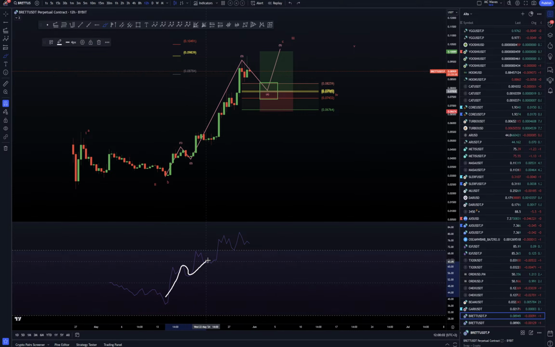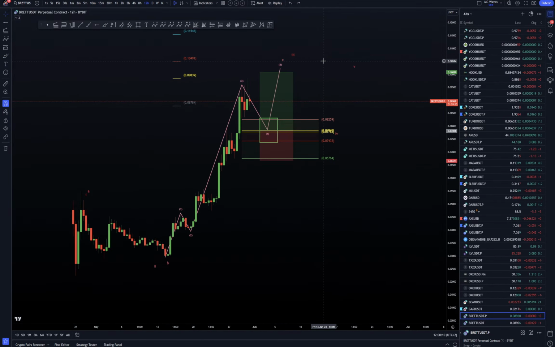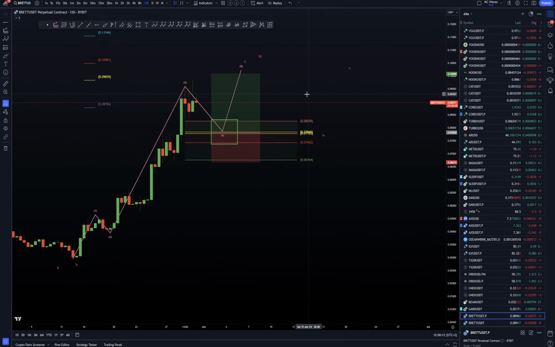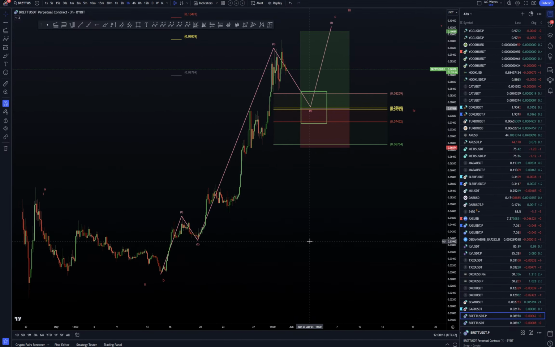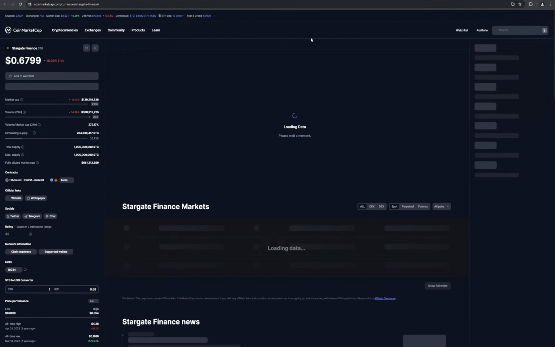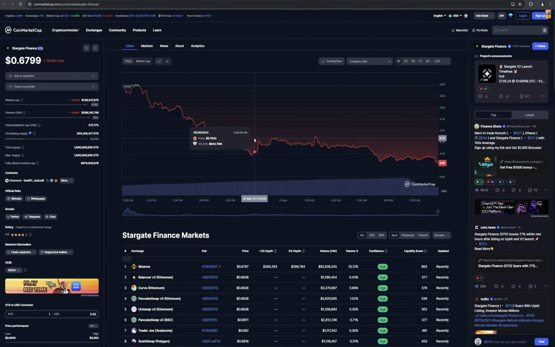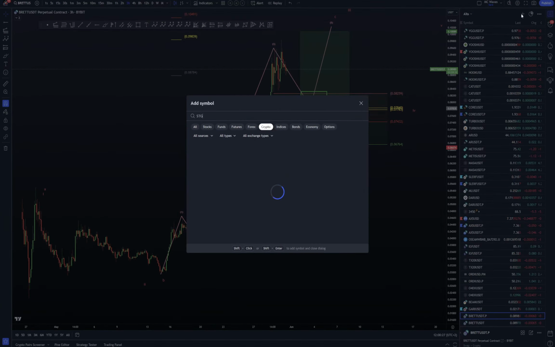I don't want to see the wave 4 on the other side, breaking the wave 2 bottom. If we do so, this is definitely not valid anymore and you can remove this long from the chart, really. But yeah, there is this possible long trade setup on this asset. And let's continue now. There is another one and then we're done for today. STG, Target Finance, okay.